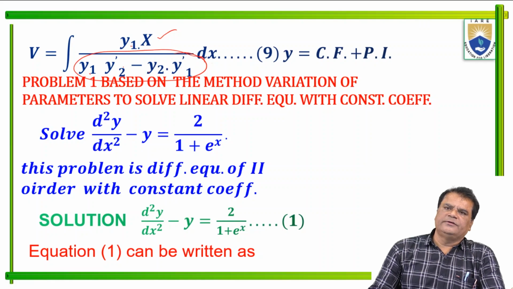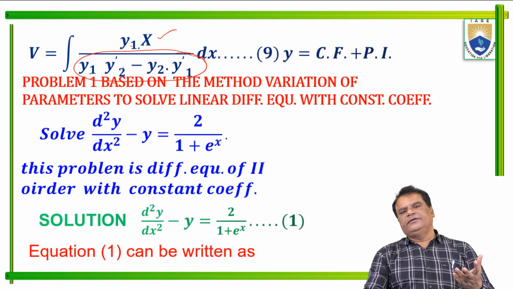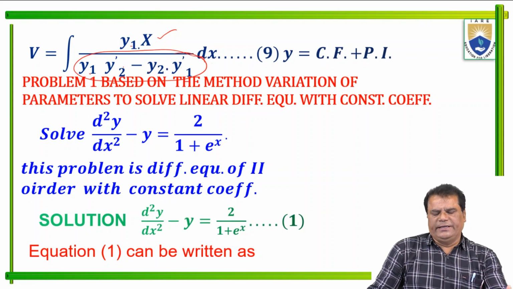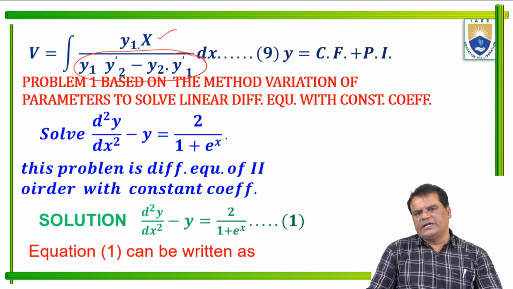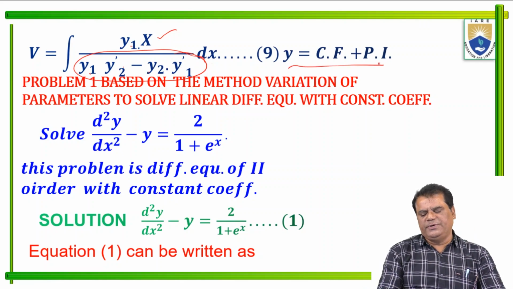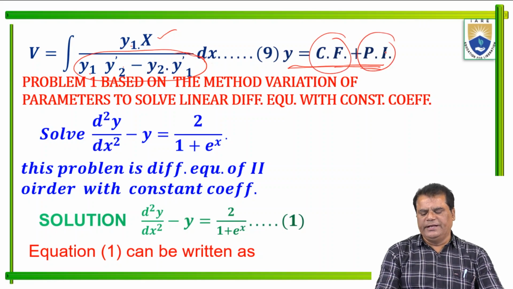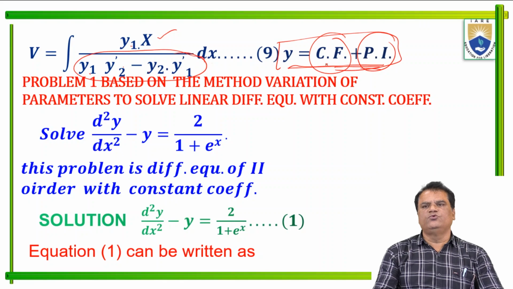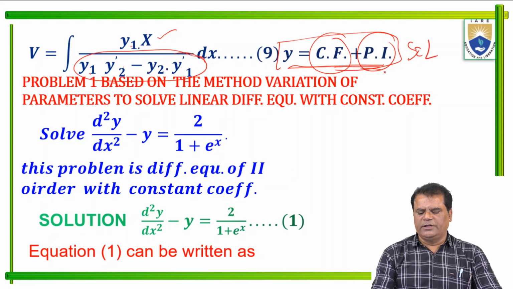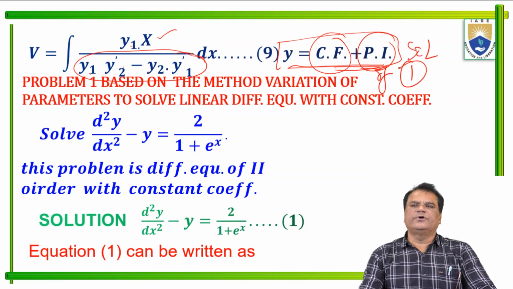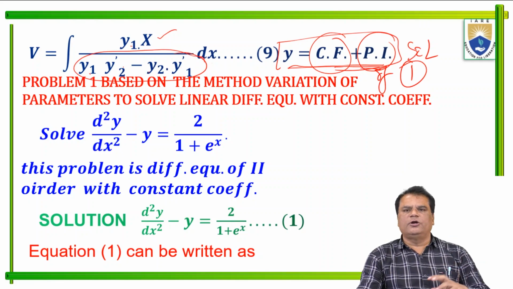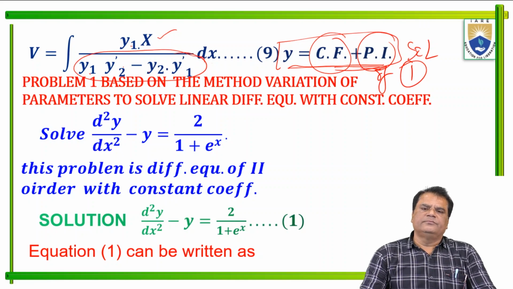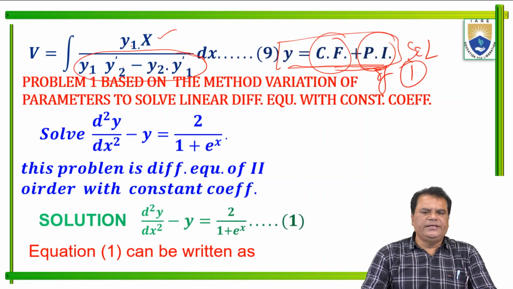Okay? After finding u and v, then we find complete PI. After finding complete PI, then we get the complete solution of 1: y is equal to CF plus PI. Complementary function and particular integral, after adding we get y. This is the solution of 1. So these are the methods basically we are using to solve any problem with the help of method of variation of parameters.